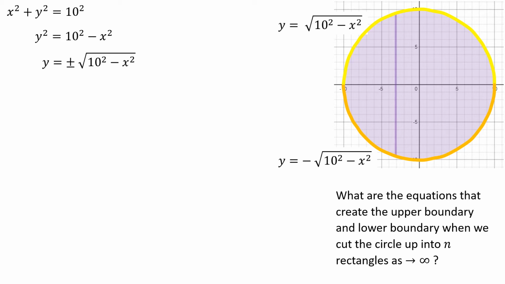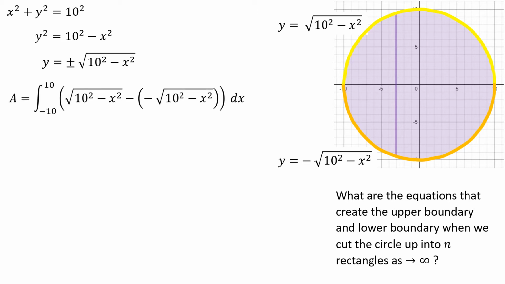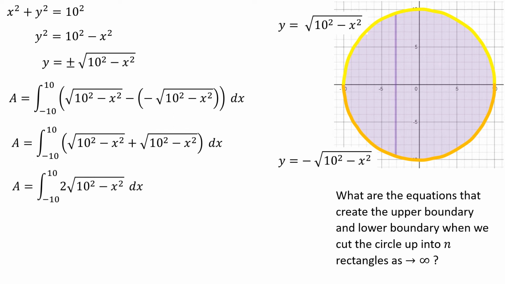Let's set up our integral. We're going to go from -10 on the left to +10 on the right. The height of the rectangle is that positive square root, and then the bottom of that rectangle is that negative square root. So if we want the height, we got to do top subtract the bottom. Hey, subtracting a negative becomes just a positive. We've got two of those square roots, so this looks like it won't be that bad to work through.